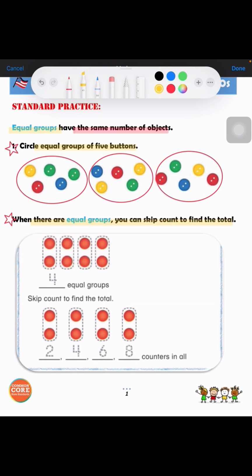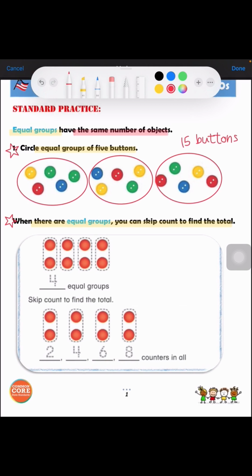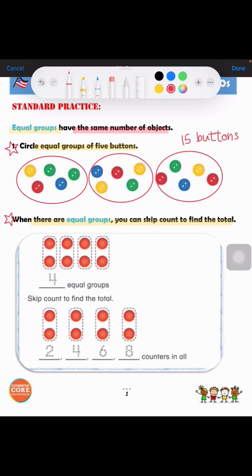So just now, we circled 3 equal groups of 5 buttons. We can use skip counting to find the total number of buttons. 5, 10, 15. There are 15 buttons in total. Okay, now we take a look at the red balls and below. There are some groups of balls.